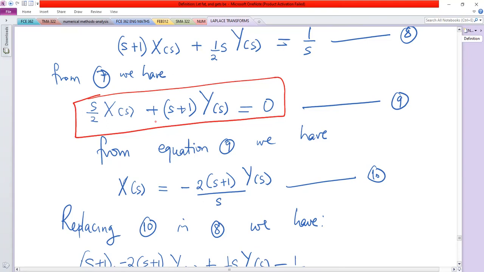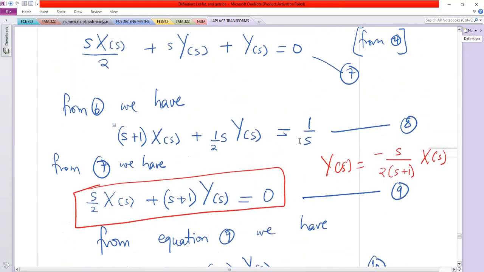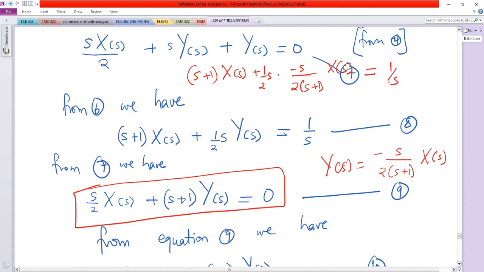So when you make y the subject, you'll have now y of s will be given by s minus s over 2 into s plus 1 capital X of s. And so you use this value here in 8, and so we'll have s plus 1 capital X, and then plus a half s, where this y you put times negative s over 2, and then into s plus 1 times capital X of s. This will give us 1 over s.